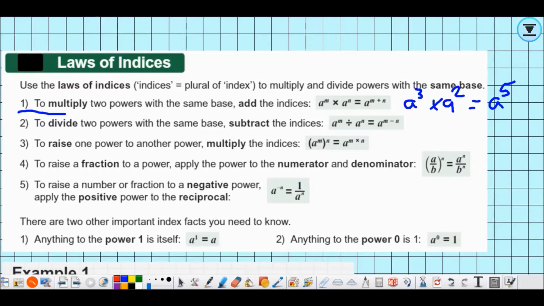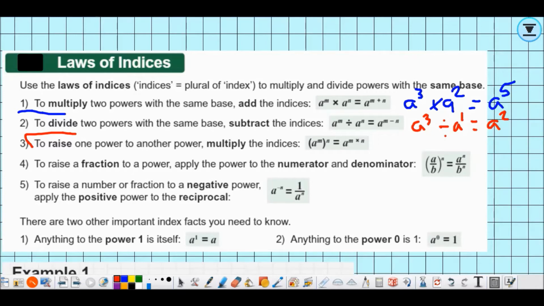Okay, second one. To divide two powers with the same base, you should just subtract them, so you do the inverse of that. So let's say I've got a to the power of 3, and we've got divide by a to the power of 1. That's going to give me a to the power of 2. So I do 3, take away the 1. That's going to give me a to the power of 2.